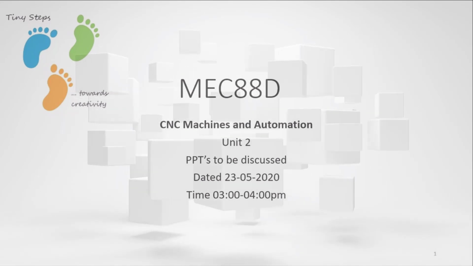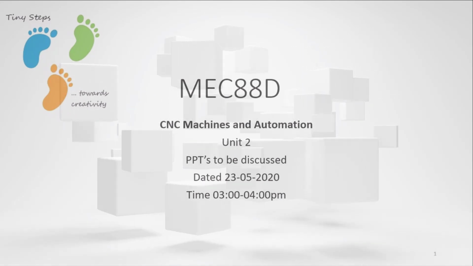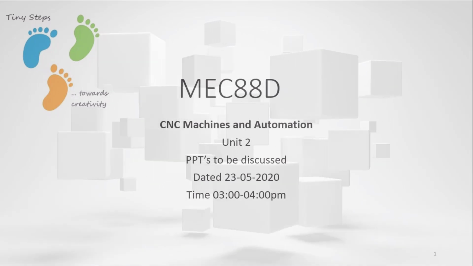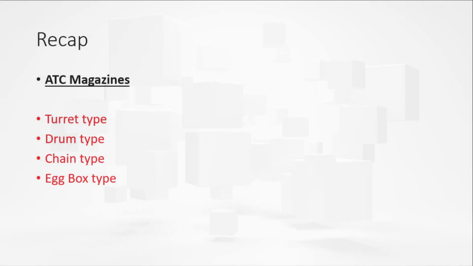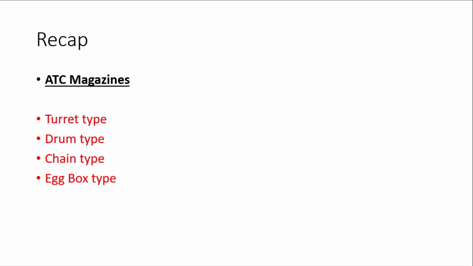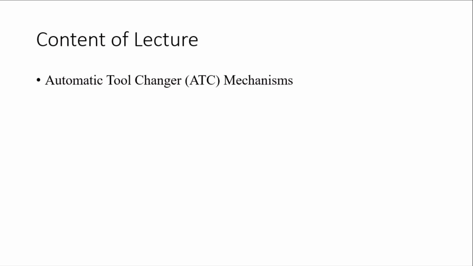I hope you have studied the last lecture, and that was extremely important because today's lecture is linked with the previous lecture. As a recap, I'm just going to discuss the important topics from the previous lecture. We discussed the ATC magazine and the types of ATC magazine. There were four types: the turret type, drum type, chain type and egg box type. That's why I'm showing this to you so that you do not get confused about what the first part is, that is the ATC magazine. And now today we are going to discuss the ATC tool changer mechanisms.